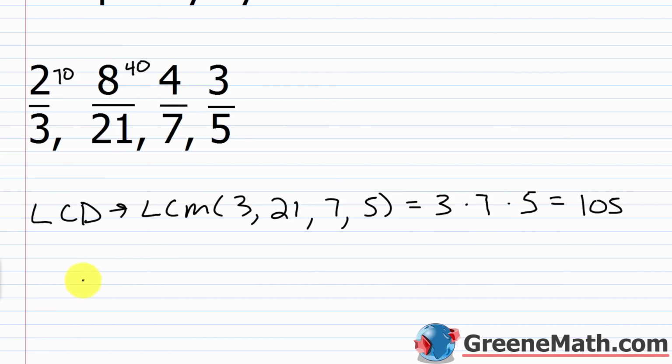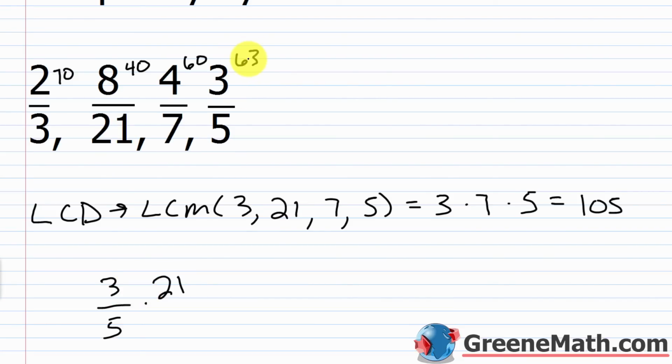Then for 4/7, if the denominator is 7, I'd need to multiply by 3 times 5, or 15. So this would get multiplied by 15/15. Again, to save myself a step, I'm just going to multiply the numerator. 4 times 15 is 60. And then lastly, I have 3/5. So that 5 there, I just need to multiply by 21/21. Again, save myself a step. 3 times 21 is 63.